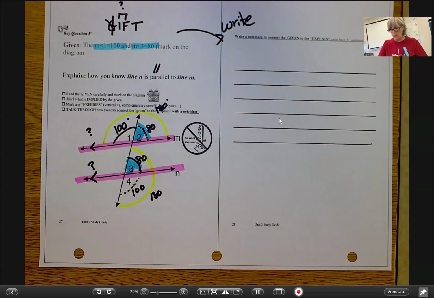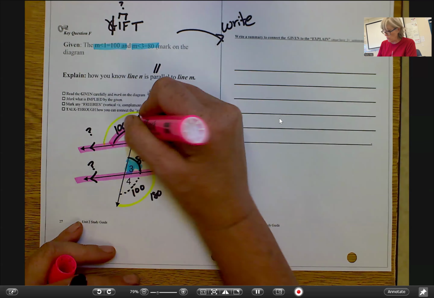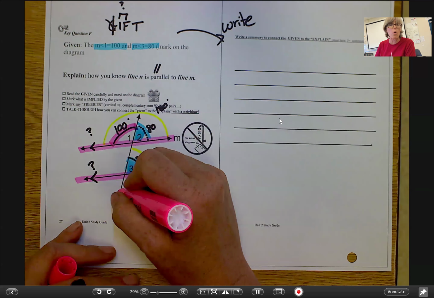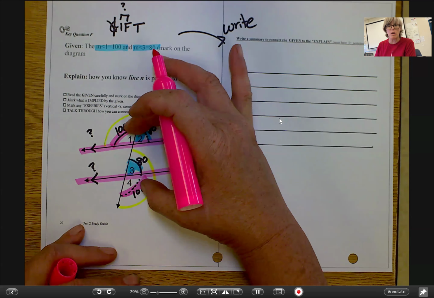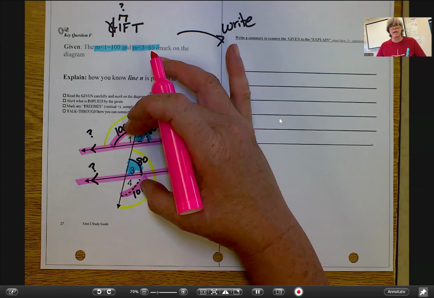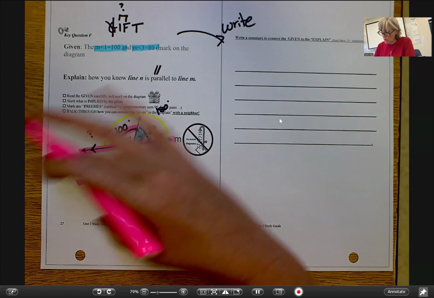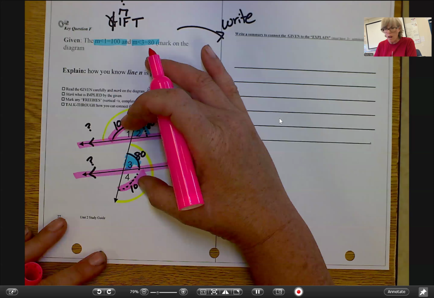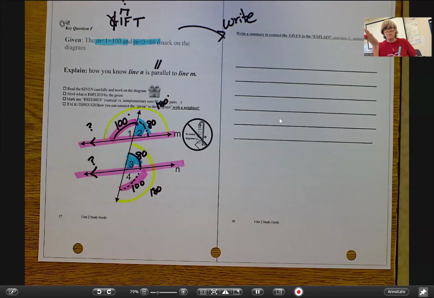Or another attack you could go is you could highlight, because of the linear pairs, that angle 1 and 4 are congruent now. Those are alternate exterior angles, and you could write a sentence like, the measure of angle 1 is 100, the measure of angle 4 is 100. And since they are alternate exterior angles and they are congruent, therefore the lines are parallel. Name, relationship, punchline.